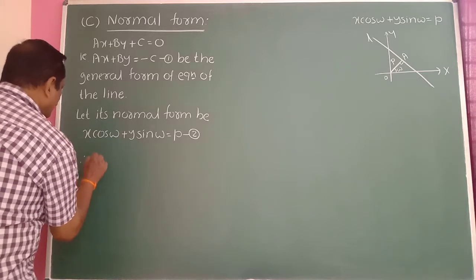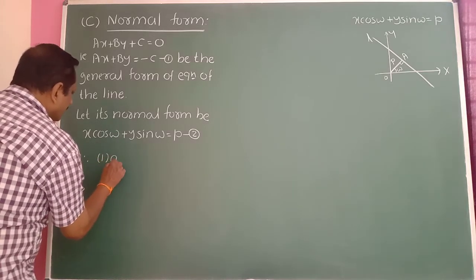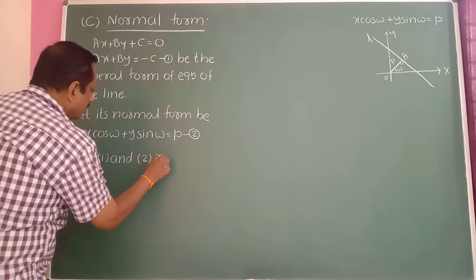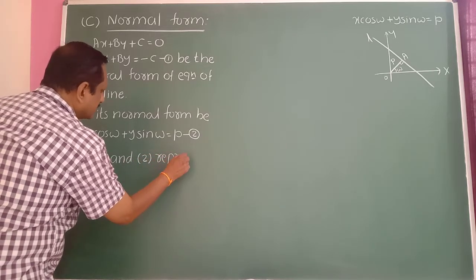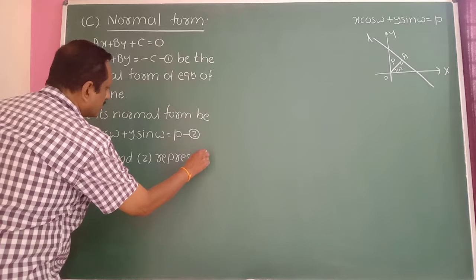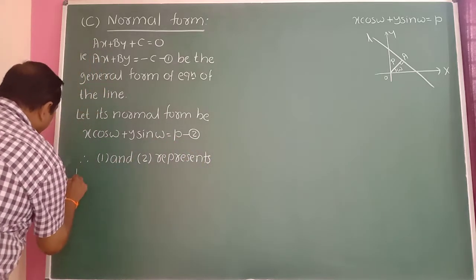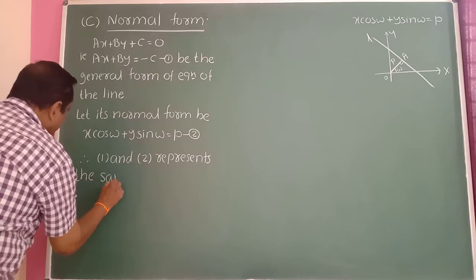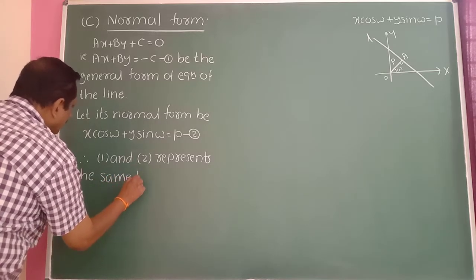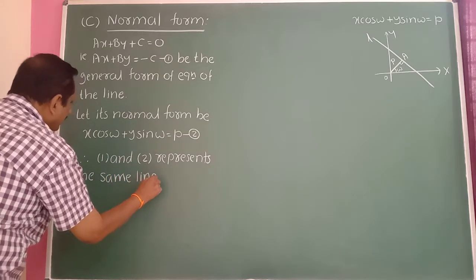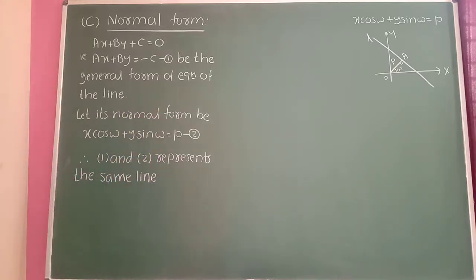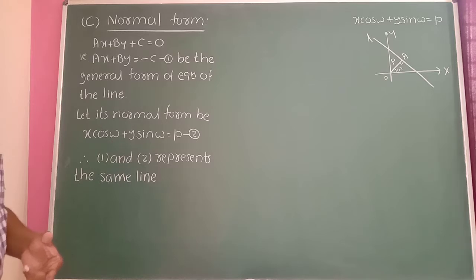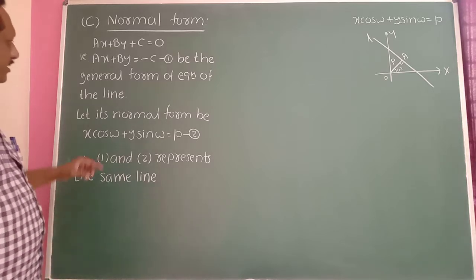One and 2 represent the same line. If they represent the same line, then their coefficients are proportional. Okay. We have one theory.